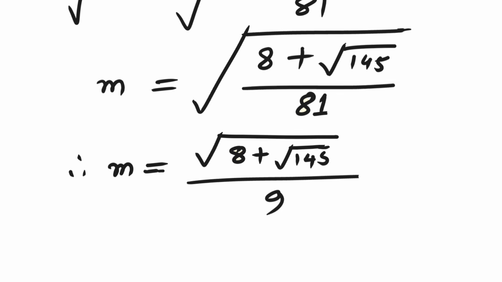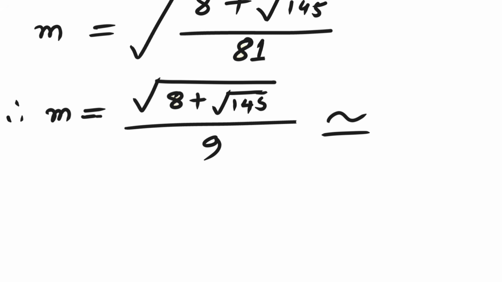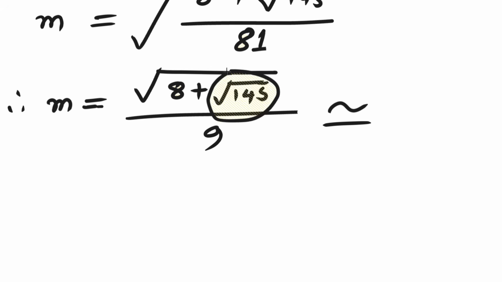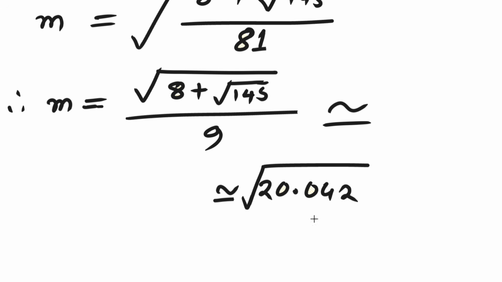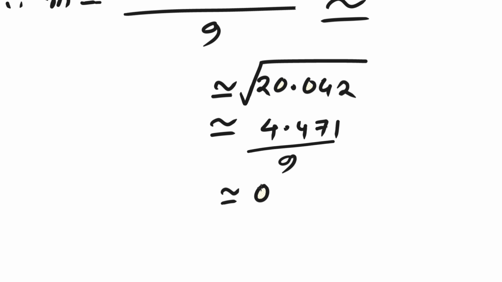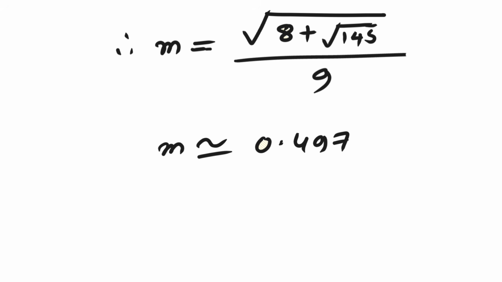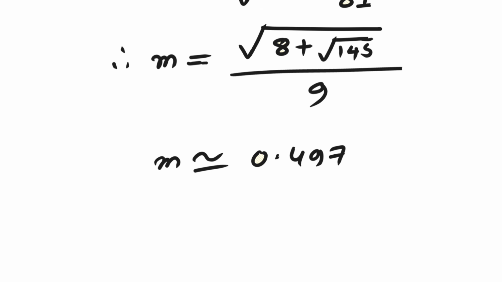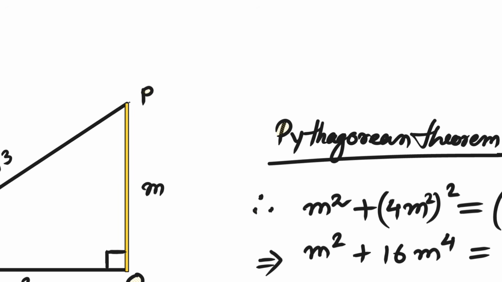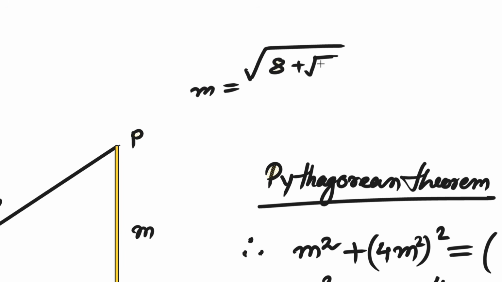145 divided by 9. Let's also calculate the approximate decimal value so we have a better idea of its size. The square root of 145 is approximately 12.042. Adding 8 gives approximately 20.042. Taking the square root of that gives approximately 4.471. Dividing by 9 gives approximately 0.497. So m is approximately 0.497. And remember, we should always be careful with approximate values because the exact form is the more precise mathematical answer. Therefore, our exact answer is m equals the square root of the quantity 8 plus the square root of 145 divided by 9, and its approximate value is 0.497.